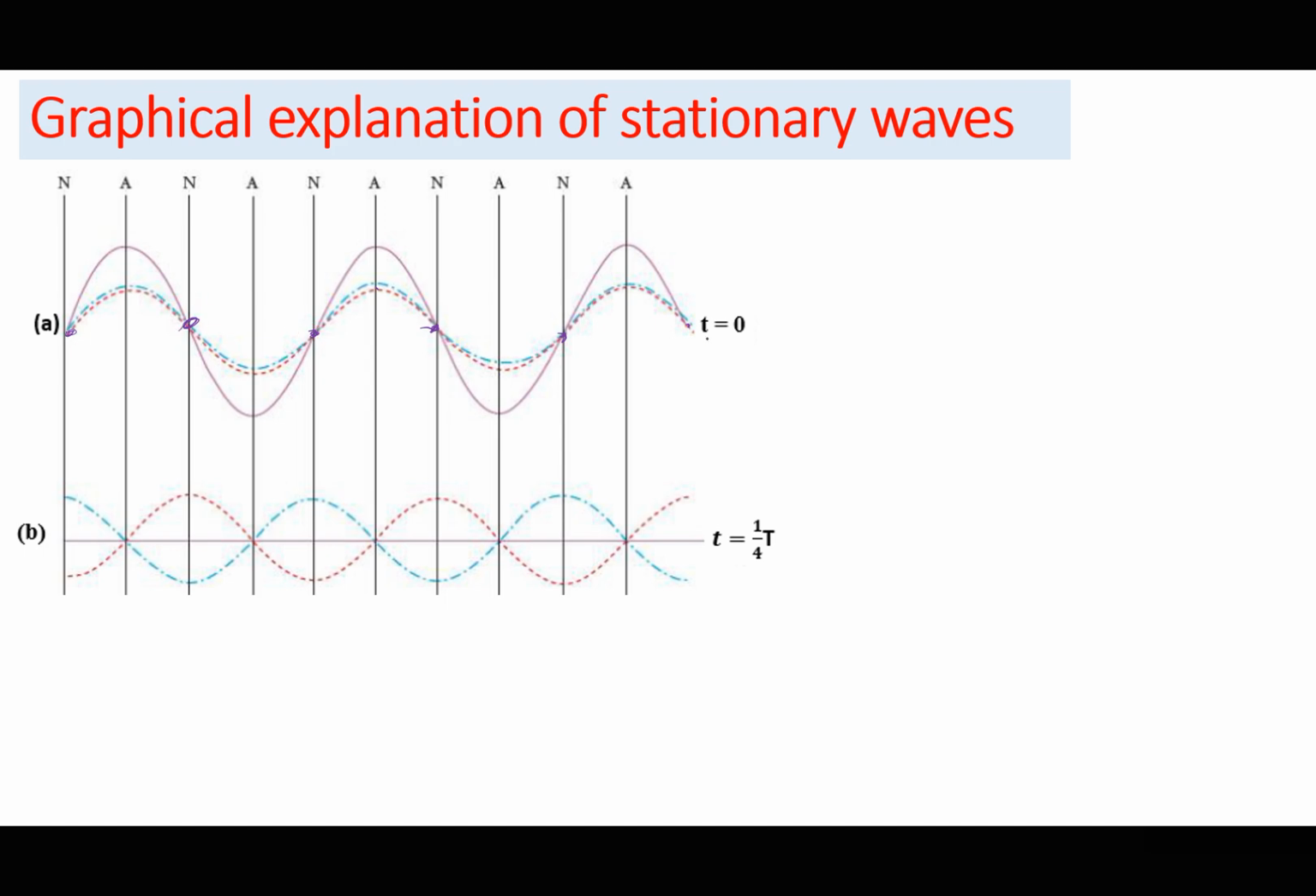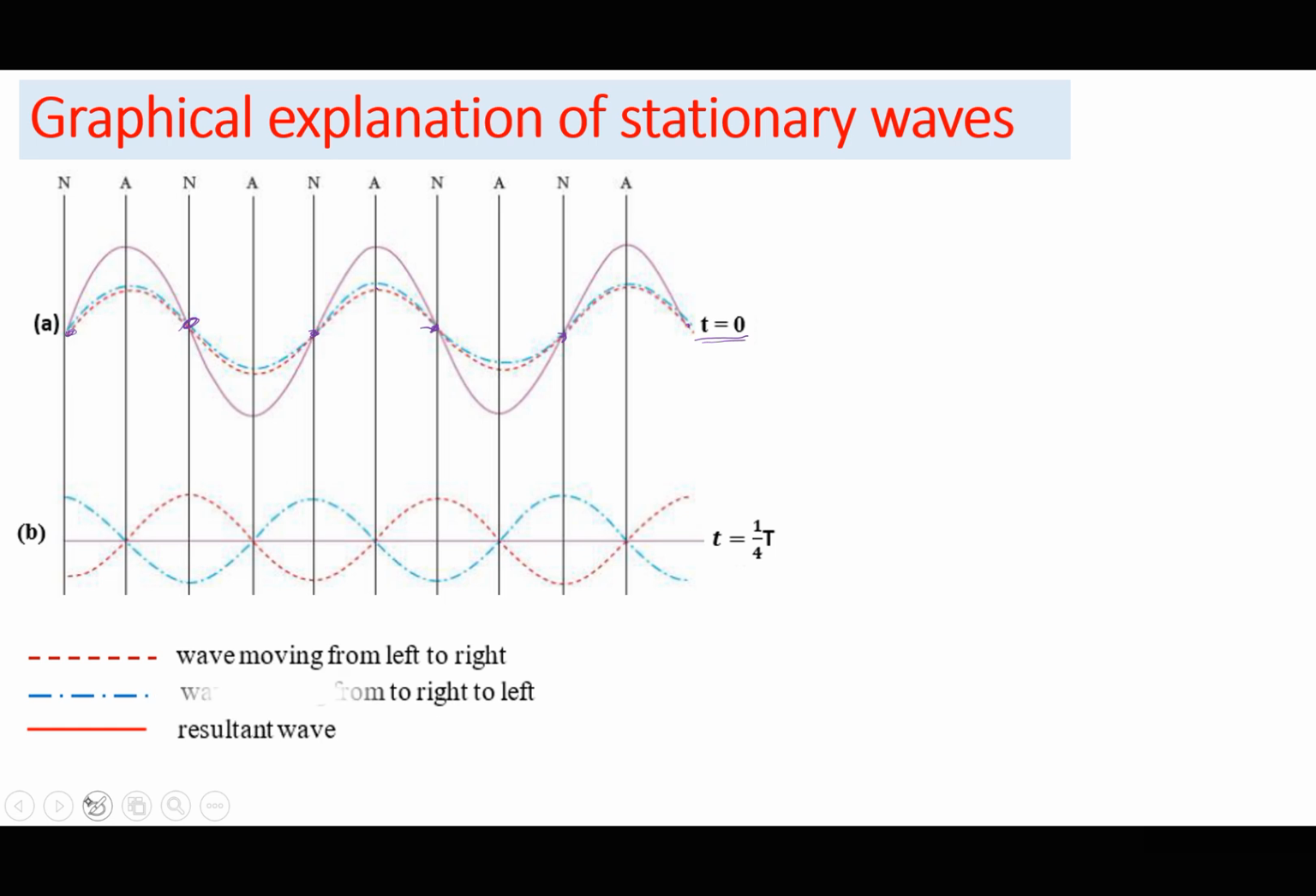So we are going to start capturing our graph at t equals 0, when we are starting with the maximum displacement. We are starting with this position here. A crest is aligned with a trough. What happens after, say, a quarter of a cycle?